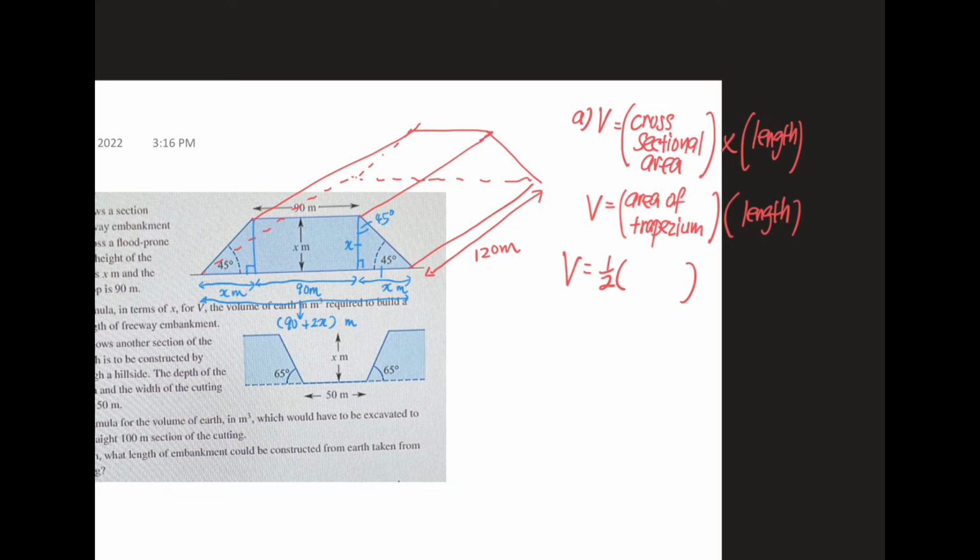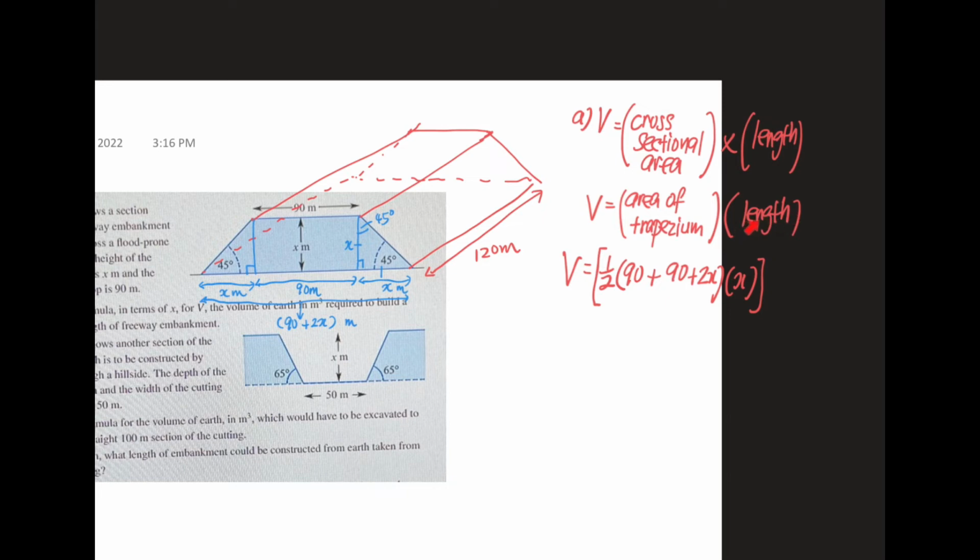Okay, let's say I use red color, 90. The second one is 90 plus 2x. So I add up the 2 parallel sides basically, which is 90 plus this one. Okay, then multiply with the height. The height is x meter. Okay, so that is this whole thing, right? This whole thing is area of trapezium. The one that I put in square bracket is the area of trapezium.